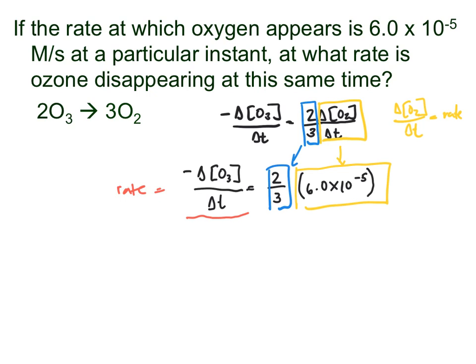So we're going to go ahead and plug these numbers into our calculators. We're going to take 2/3 times 6.00 times 10 to the negative fifth, and that's going to give us 4.0 times 10 to the negative fifth molarity per second. And so that is the rate of disappearance of ozone relative to the appearance of oxygen. So the rate of disappearance of ozone is going to be 2/3 that of the rate of appearance of oxygen.